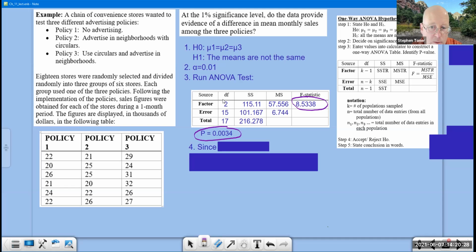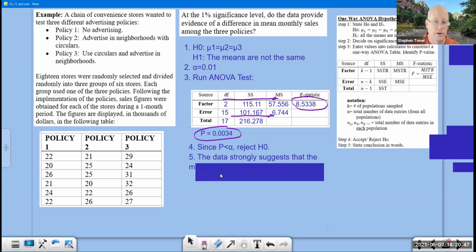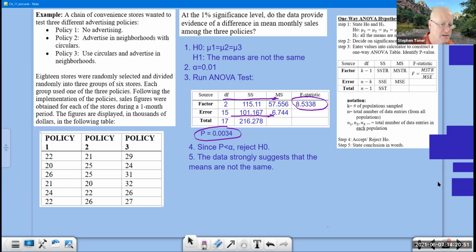And then you're just going to read the next row coming out, and then just read down in those 2 columns. And then look at that p-value. It's very, very small. And so since p is less than alpha, we will reject the null hypothesis. And then we will say the data strongly suggests that the means are not the same.